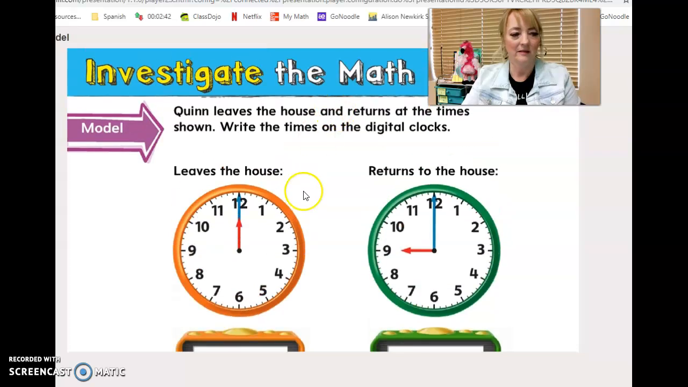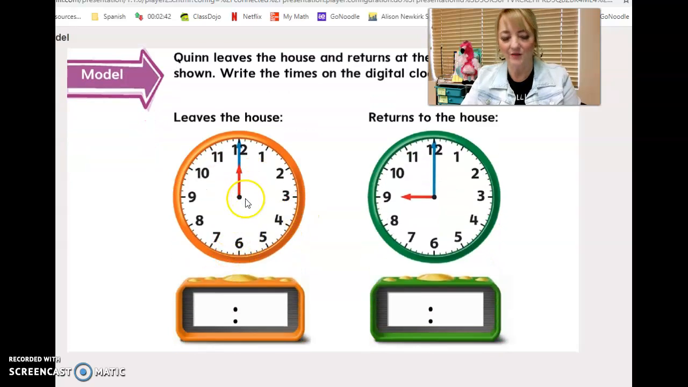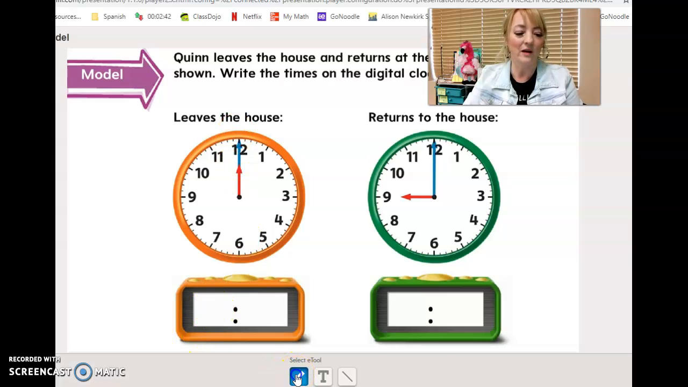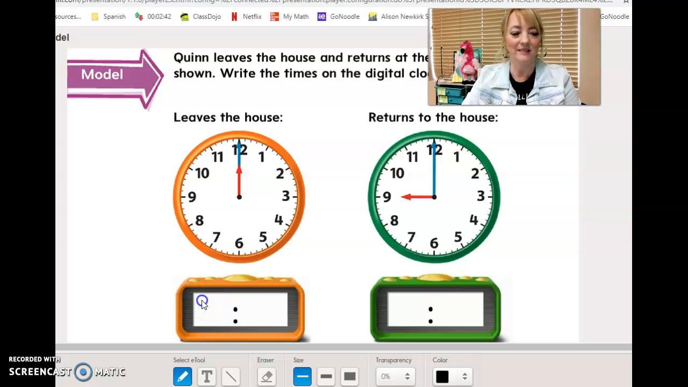So, Quinn leaves the house and returns at the times shown. Write the times on the digital clock. So this one's kind of tricky because both the hour hand and the minute hand are pointing to the 12. So that tells us it is 12 o'clock. So we would write it on the digital clock such as this. I'm going to write up here 12, and then the colon, and then o'clock, 12 o'clock.